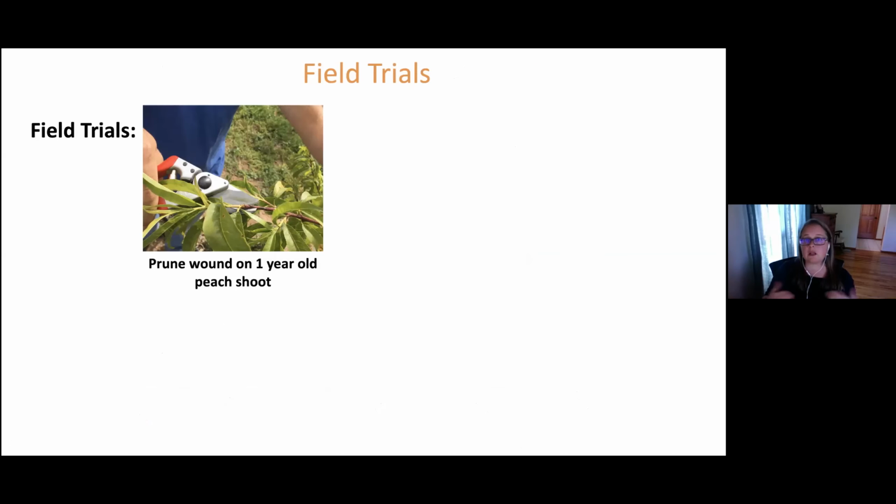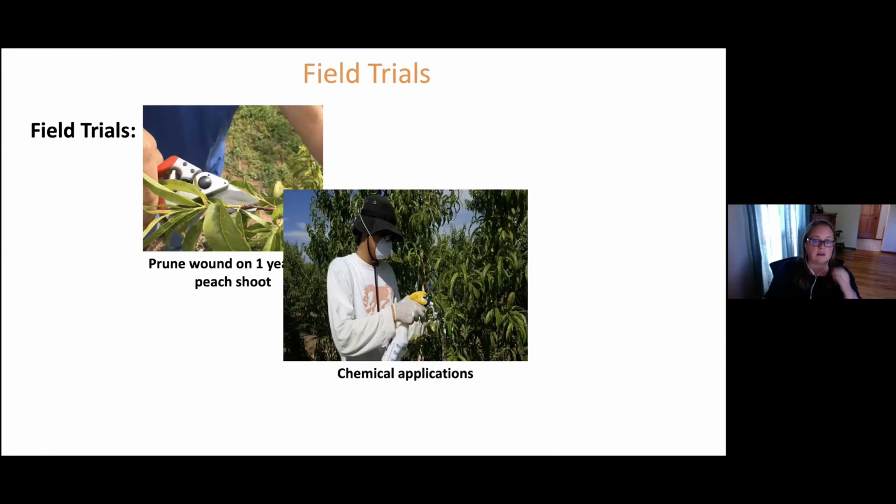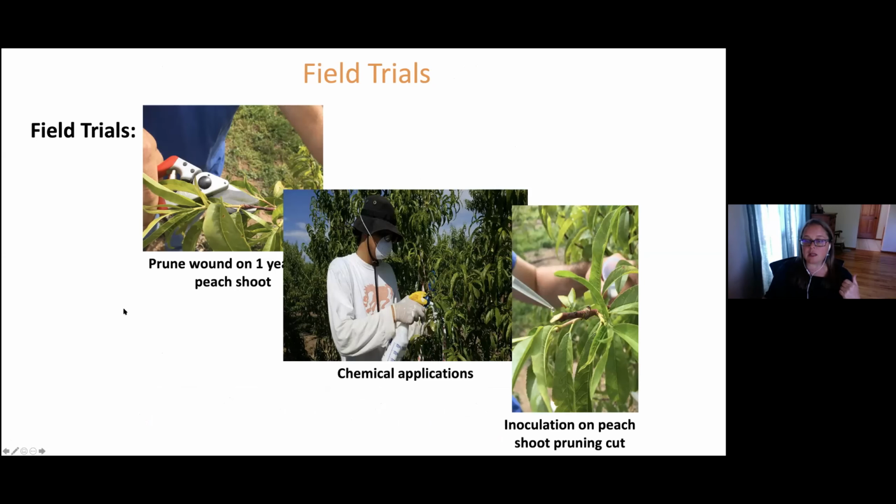So then what we wanted to do was take this out to the field. First, we wounded 1-year-old peach shoots. We then applied chemicals to those wounds, and then we inoculated onto that chemically treated wound. This time we used a spore suspension, so it would be more like in the field. You wouldn't have mycelium moving around; you would basically have spores moving around.